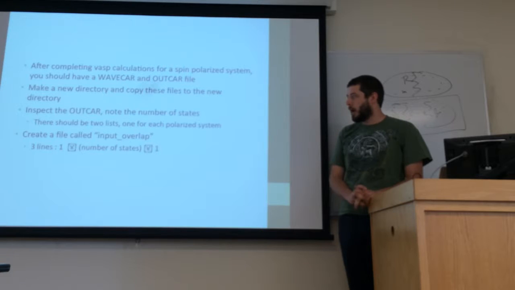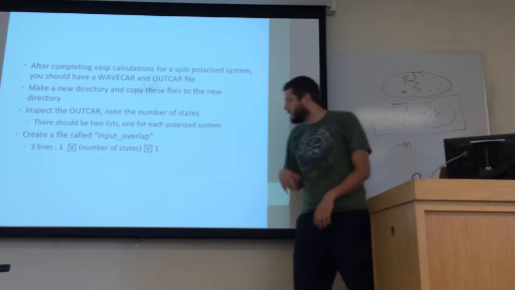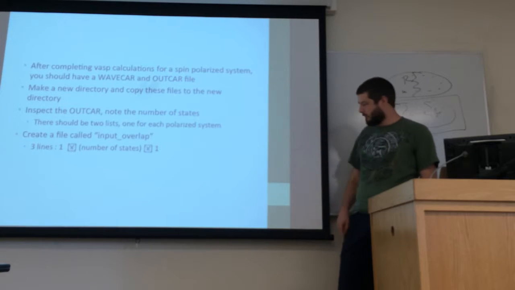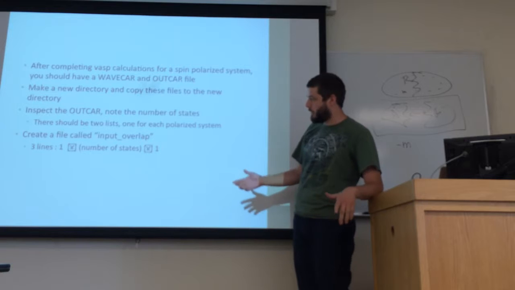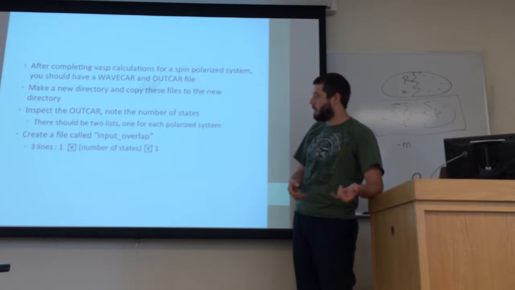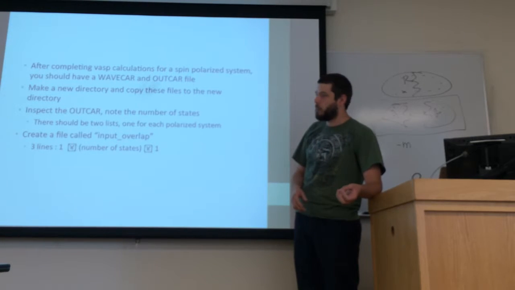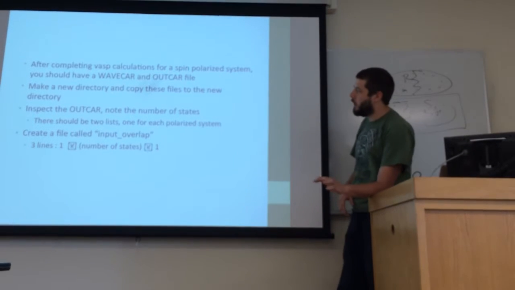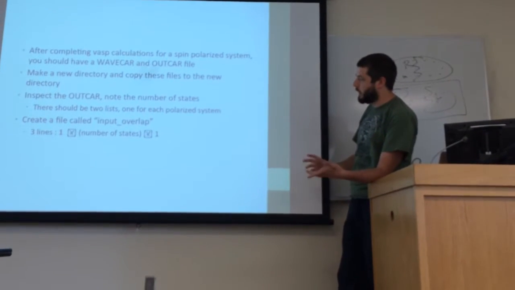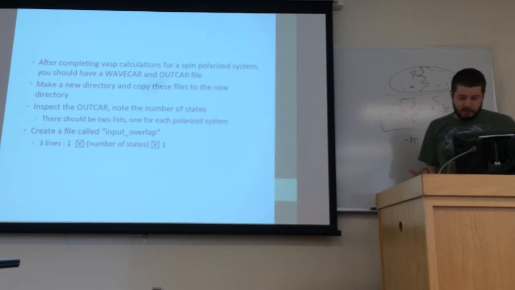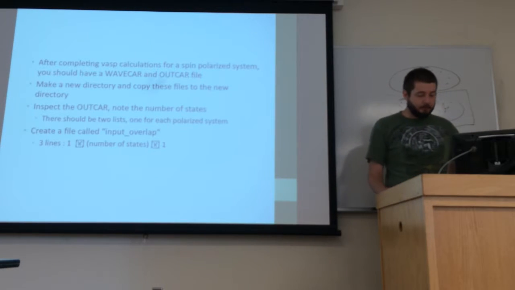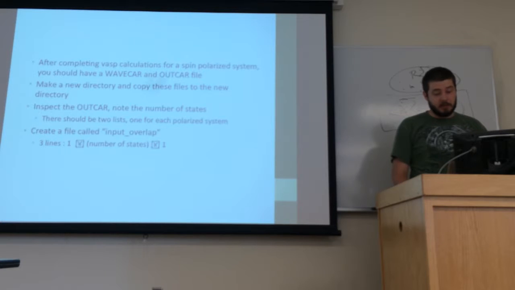You also want to create a file called input overlap. These are weird symbols. It's supposed to be the return arrow. So 3 lines. The first line should just be 1. The third line should be as well. The second one will be the number of states. If I remember correctly, for the system that I was working with later on, it's something like 46. But if you have a lot more ions in your system, you will have more spin states.